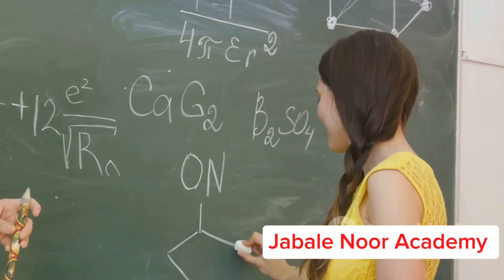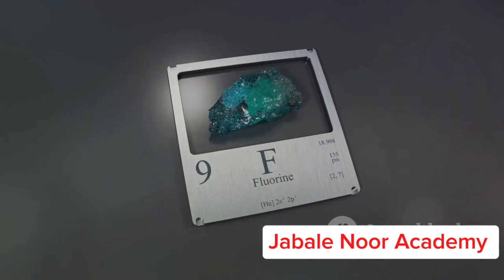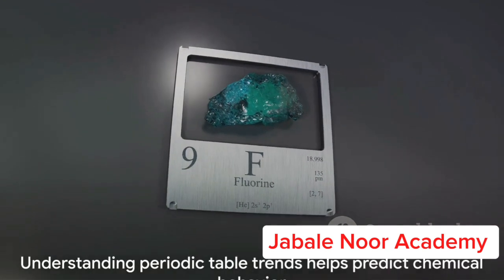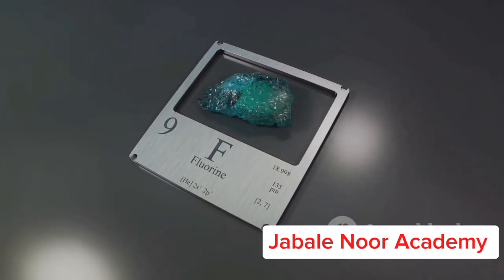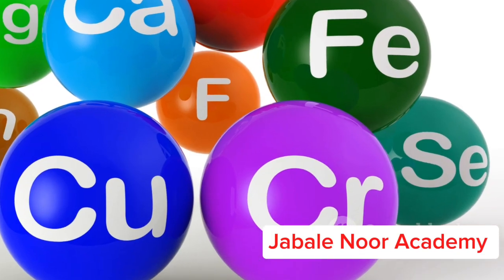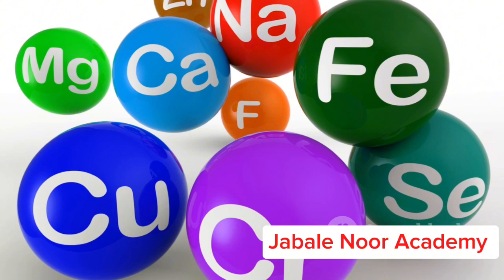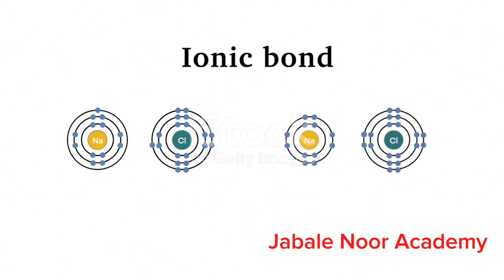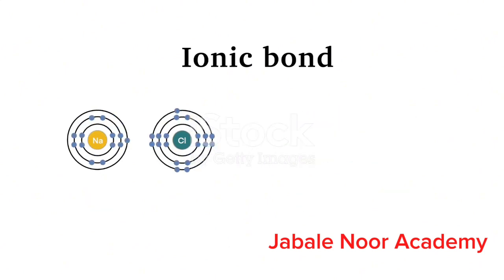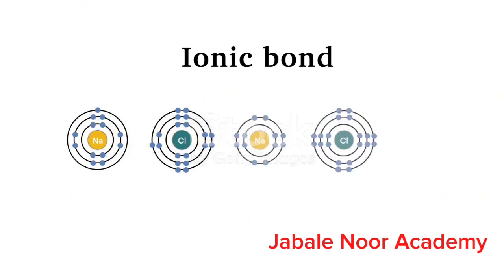By understanding these trends, we gain a deeper insight into the properties of elements. We see that the periodic table isn't just a list of elements, but a tool for understanding the fundamental behaviors of matter. These trends allow us to predict the chemical behavior of elements, even before conducting any experiments. So next time you look at the periodic table, remember, it's not just a chart, it's a roadmap to understanding the elements.